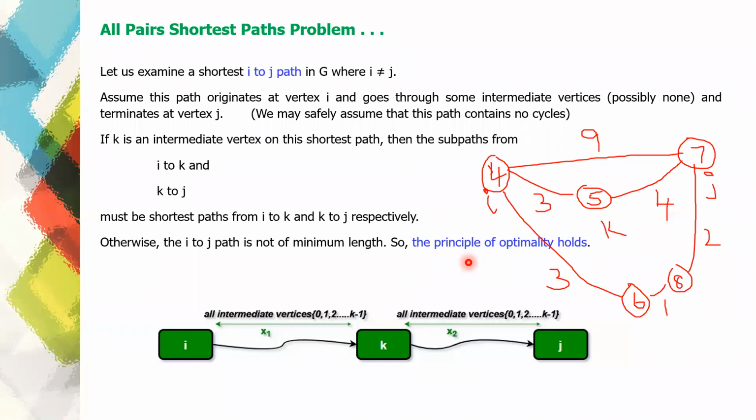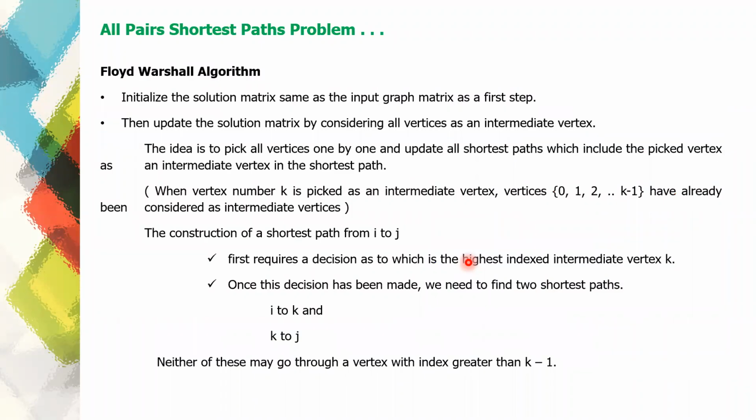So our Floyd-Warshall algorithm takes care of such situations, and hence it is said to satisfy the principle of optimality. That means whenever a problem satisfies the principle of optimality, then the dynamic programming approach can be used to solve the problem. So this is the Floyd-Warshall algorithm.